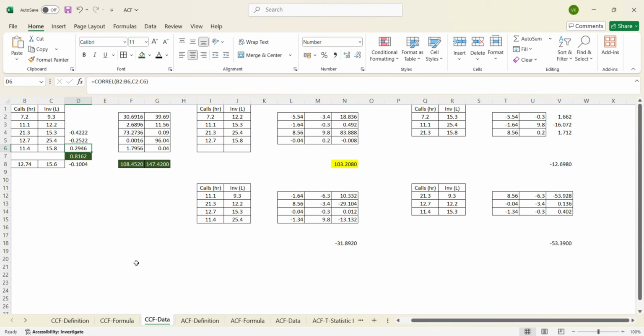So as explained, friends, this is the concept of cross correlation, the relationship between two sets of variables with a certain amount of lag.